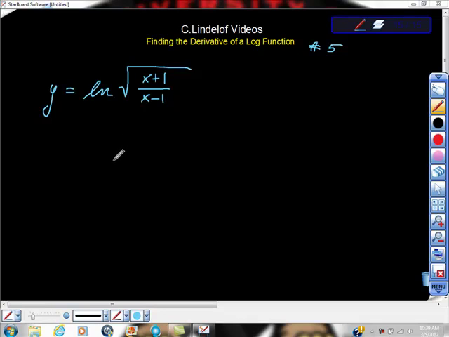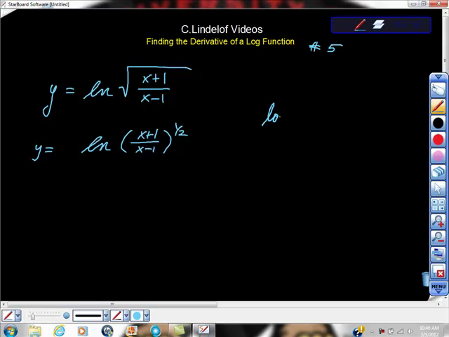All right. So here's finding the derivative of a log function. First thing I'm going to do is rewrite this like this. I think we can agree that this is true, isn't it? To the 1/2 power. And what I'm about to use here is not a law of calculus. It's a property of logarithms, right?